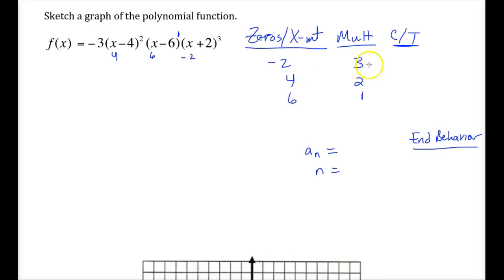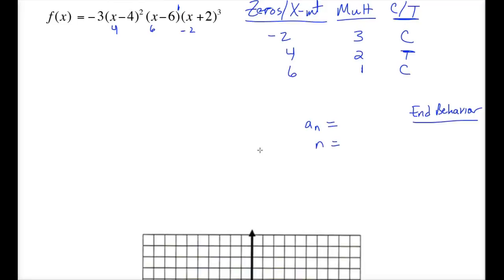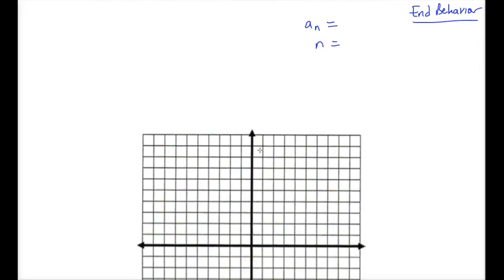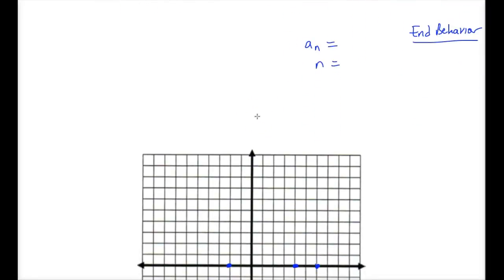Now, we know that whenever the multiplicity is odd, it has to cross through the x-axis, and whenever it's even, it has to touch or be tangent to. So we kind of know what it's going to look like at each of these zeros here. So I'm going to go ahead now, before I figure out the rest of this, and identify where my zeros are. So at negative 2, at 4, and I believe at 6, if I have that correct there. Let's look back up, yes. Those are where our zeros are at.